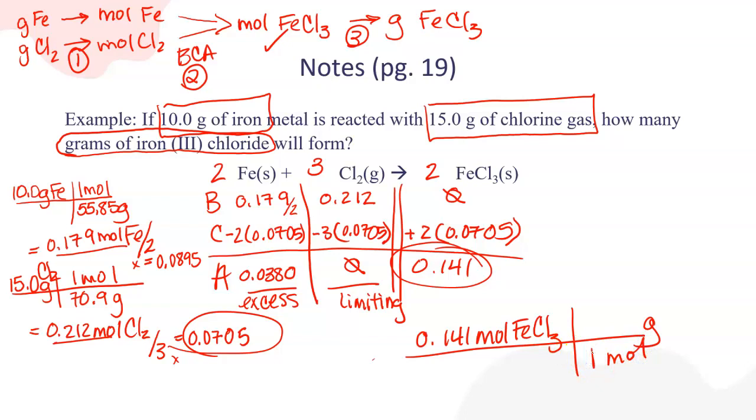1 mole has what mass for iron 3 chloride? That sounds very familiar. So we multiply across the top and we get 22.9 grams of iron 3 chloride. Okay, don't lose track of that number. We're okay with this? Questions, concerns, comments?